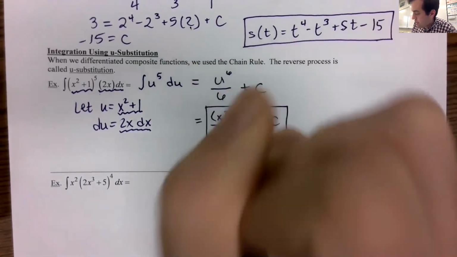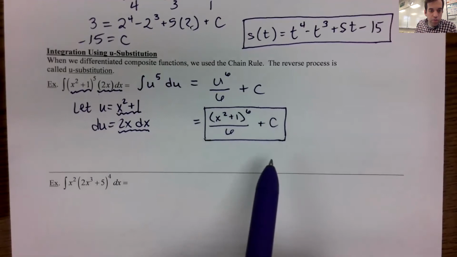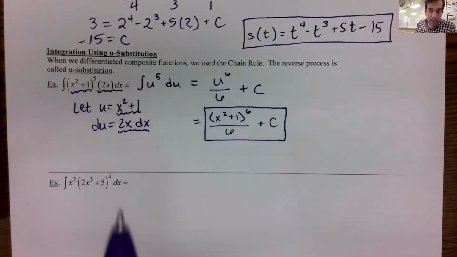We don't know what c is. We weren't given an initial condition in the question. But we were able to do this pretty simply without trying to multiply all that together. So that was nice. The question, though, is how do we know what to make u?